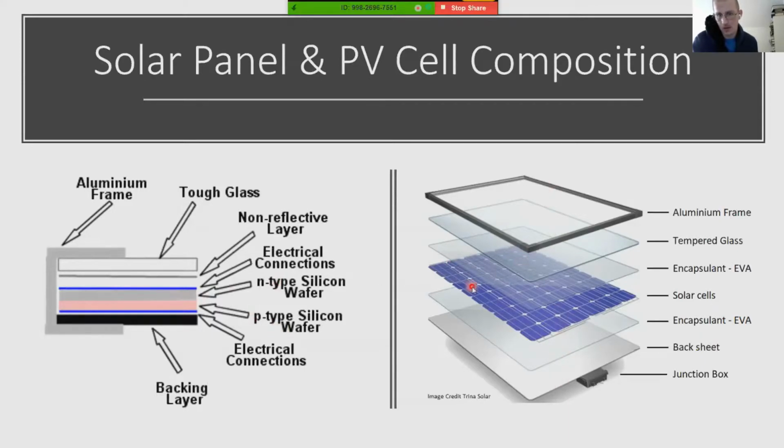And then this is just a layout. So we've got a cell here, and then this is a layout of a whole panel. You've got the junction box, the back sheet. EVA is just a kind of protective weatherproofing layer.